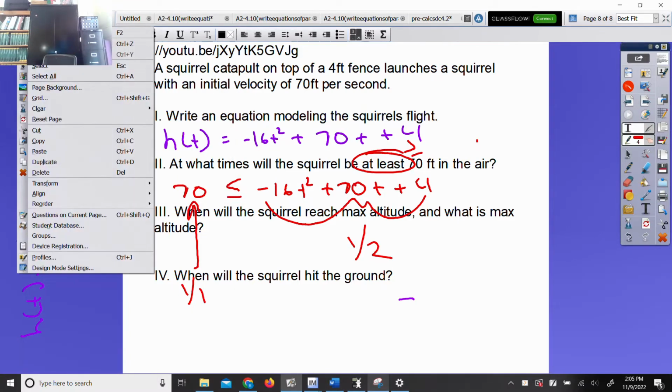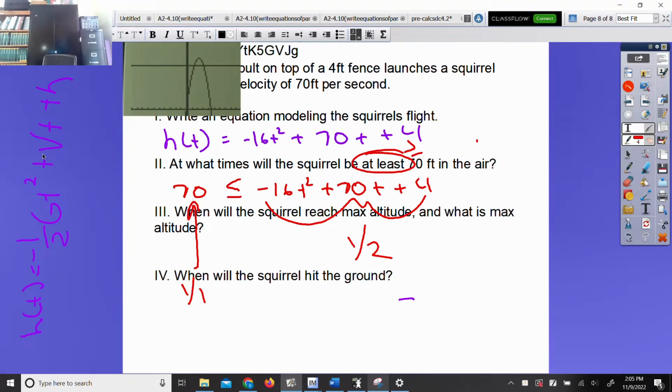I know some kids look at graphs and they just don't have a clue what's going on. So somewhere around 1.5. But anywhere from here to here on that interval is the squirrel's height at least 70 foot. Yes, he's above it. You need to find those times, and that's where the parabola intersects the horizontal line. The key word is intersect. I would like to know what this time is, and what that time is.